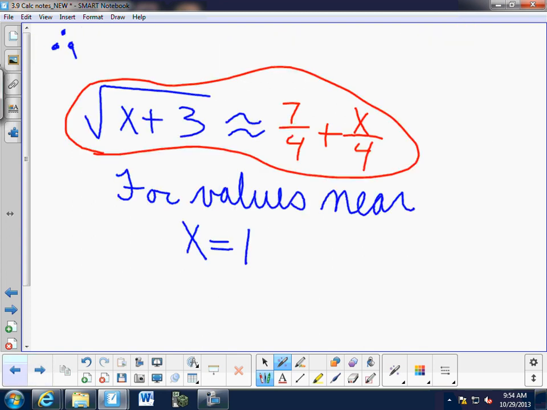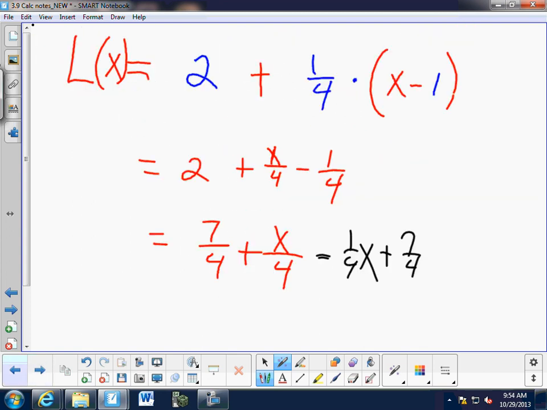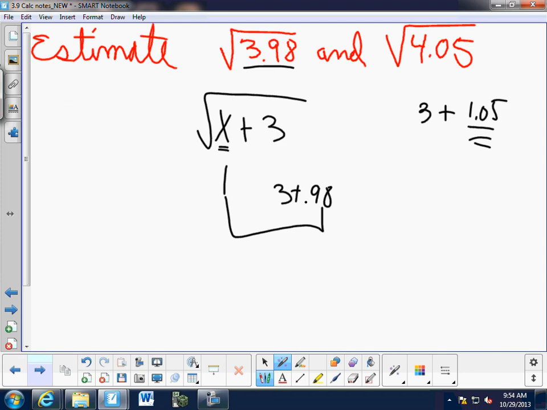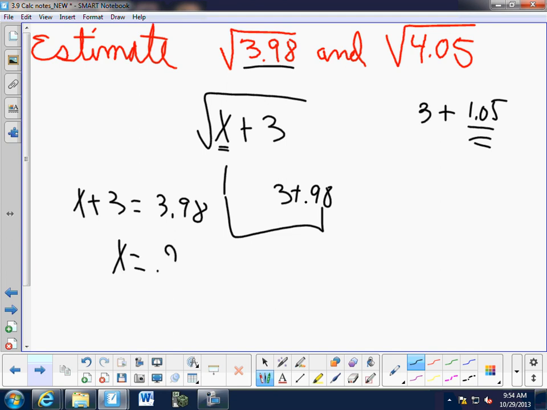So back home, no, 4-2. There. So when you're estimating that, that's not estimate x equals that. That's x plus 3 equals 3.98. X plus 3 is equal to 3.98, which means x is equal to 0.98.